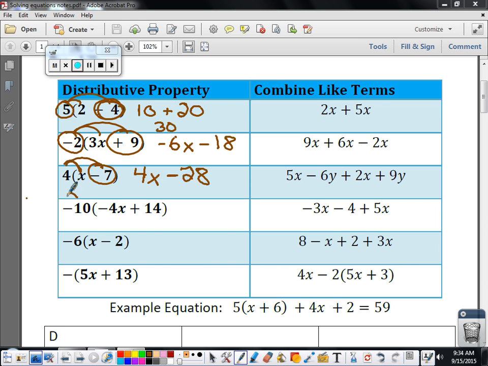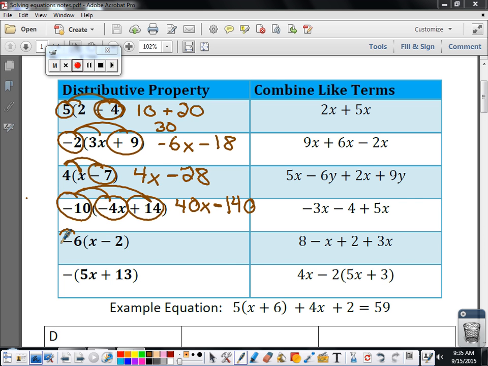Moving on. I'm going to distribute the negative 10 to both of these terms. So guys, now that we're getting the hang of this a little better, what's negative 10 times negative 4x? 40x. Good. And then I have to distribute the negative 10 to the 14 as well. What's negative 10 times 14? Negative 140. So I write minus 140. Can I combine these two terms, 40x and minus 140? I can't, because they're not like terms. One of them has an x in it while the other one does not.